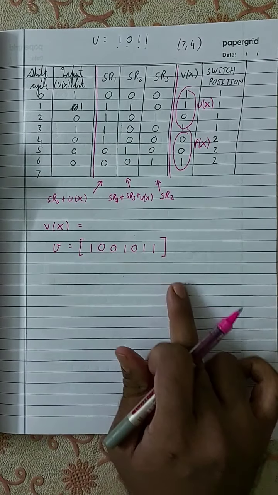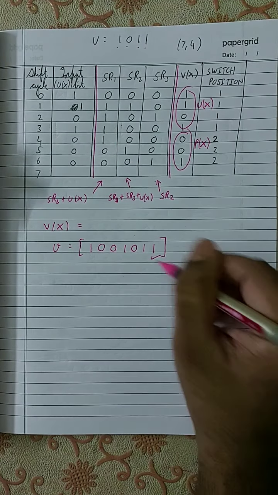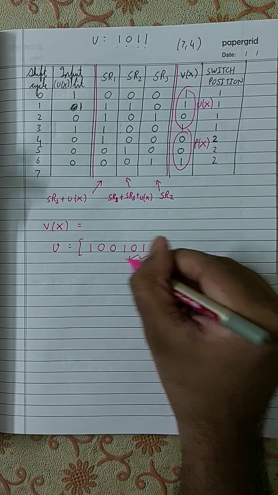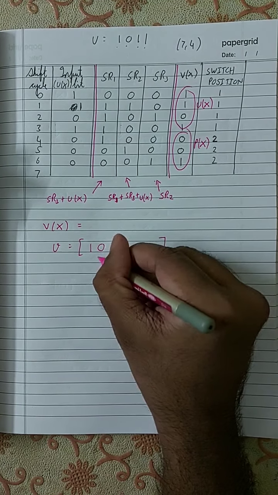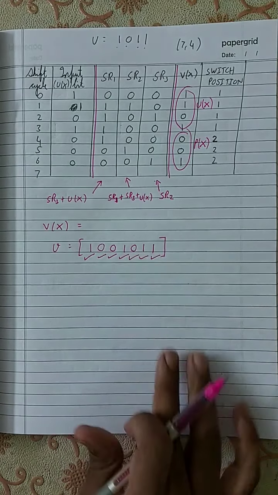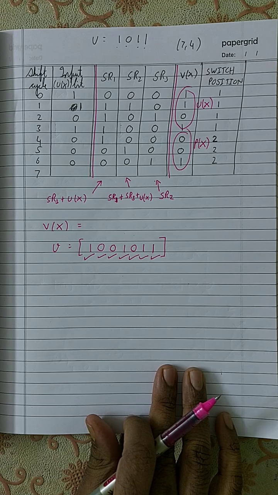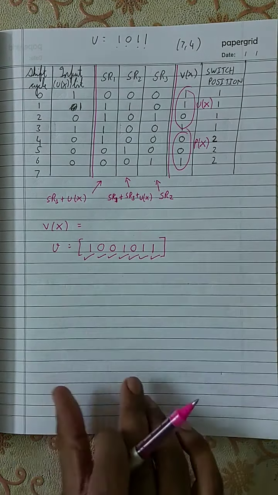This is the output that you will get. First you will get this, then this, then this, then this, after that this, this, and finally this. This is how it will be done. This is how the output will look like.